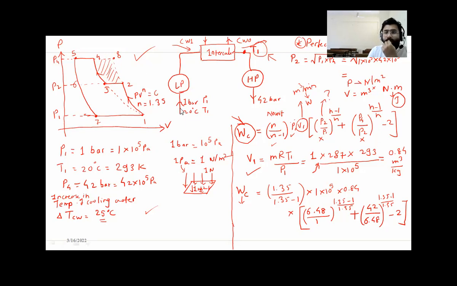Okay. Draw both the diagrams. The schematic also you draw so that you understand what is happening. Indicator diagram also you draw.